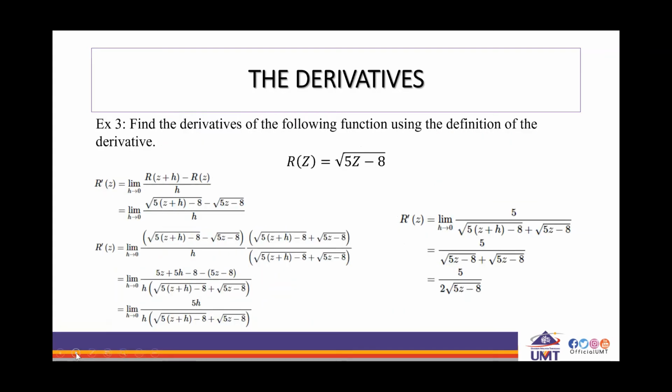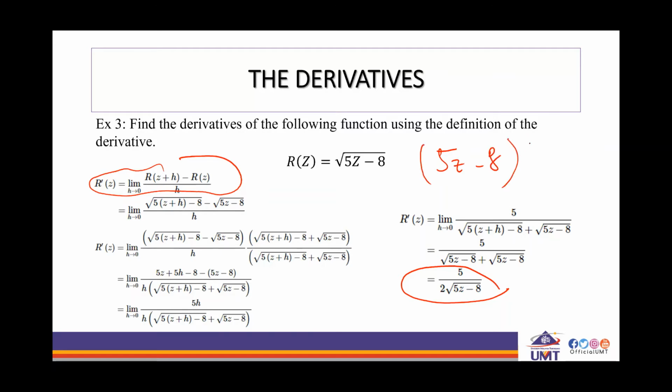Dan ini lagi satu contoh. Okay, RZ. Find the derivative of the function, 5z tolak 8. So you ambil formula ni dan you masukkan, dan you akan dapat jawapan ini. Right? Kalau dalam yang biasa tu, yang ni akan jadi 1/2 kan. So you selesaikanlah.